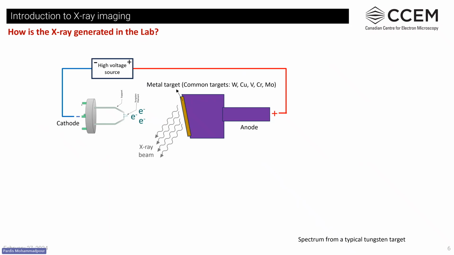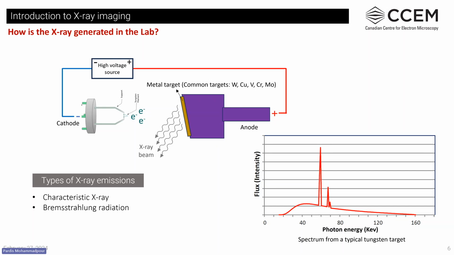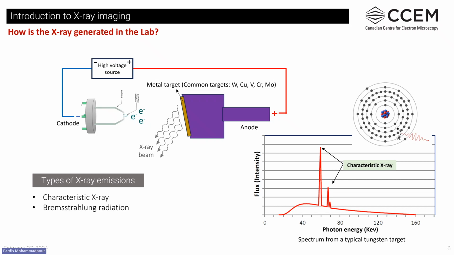There are two different types of emission from the atoms of the sample. The first one is the characteristic radiation, which is emitted when an inner electron is ejected from an atom. An electron from a higher energy level fills the vacancy and it releases energy in the form of X-ray. The other emission is Bremsstrahlung, which means braking radiation in German, which occurs when a high-speed electron is deflected or decelerated by the electric field of a nucleus, resulting in emission of X-ray radiation.